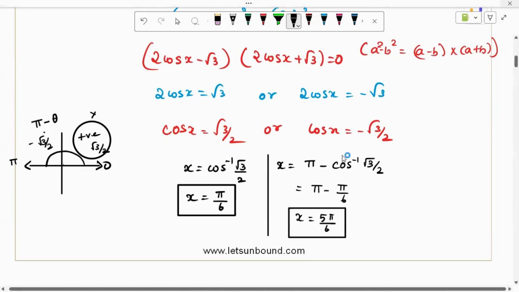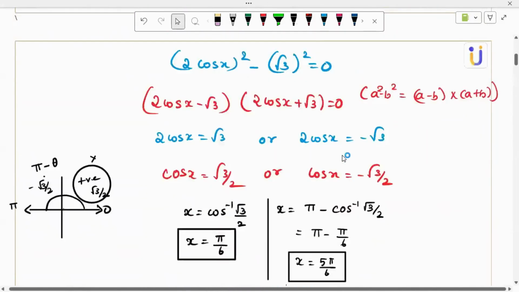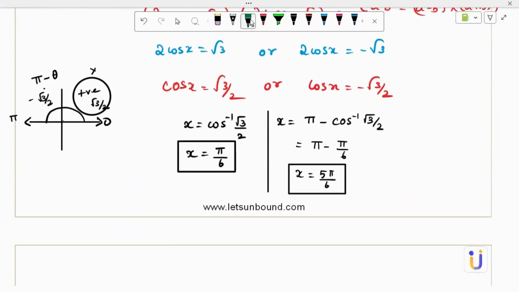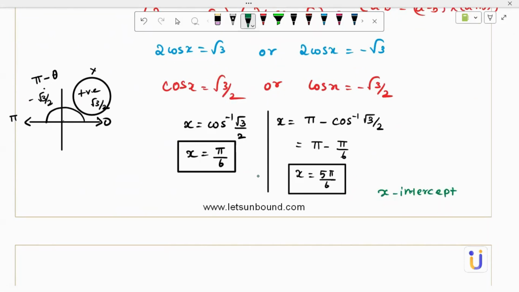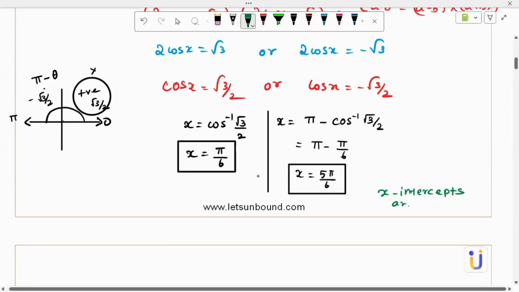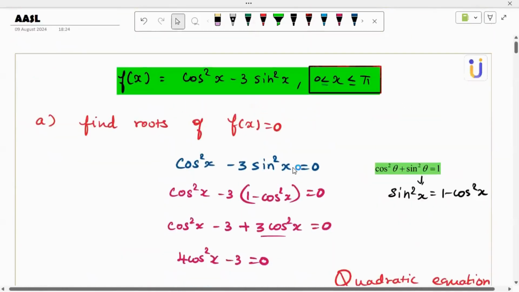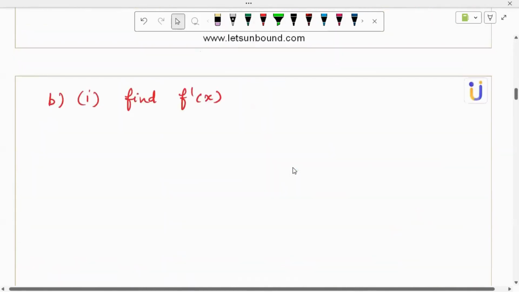So I equate f of x to 0 and I got two values. This is nothing but the given function. If you graph it, the graph meets the x-axis at these points. So these are x-intercepts of f. We can interpret this result here, and it can be applied in future problems in this section. So the x-intercepts are pi by 6 and 5 pi by 6 in the interval 0 to pi. Right? That's simple. Now let's move on to the next part.